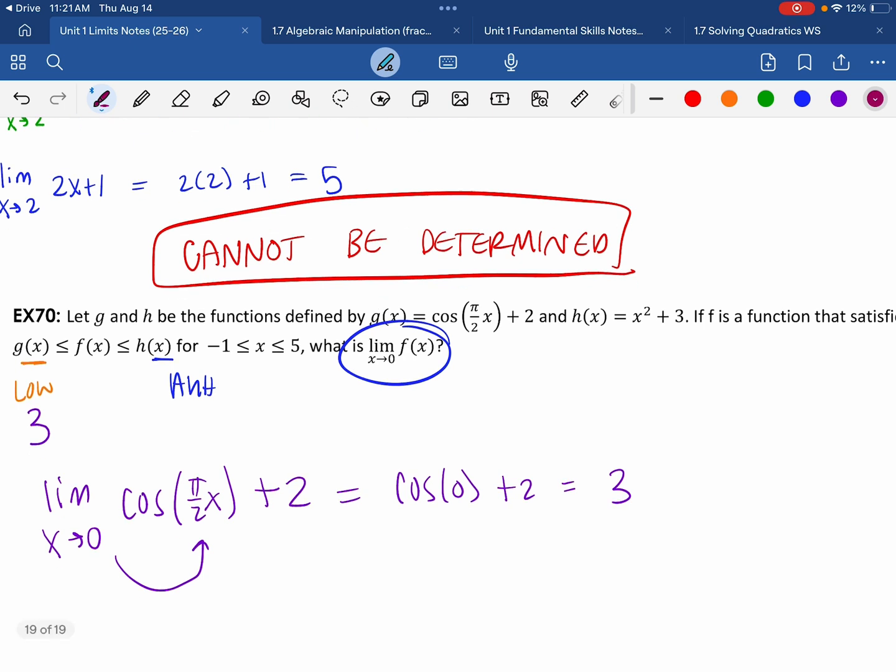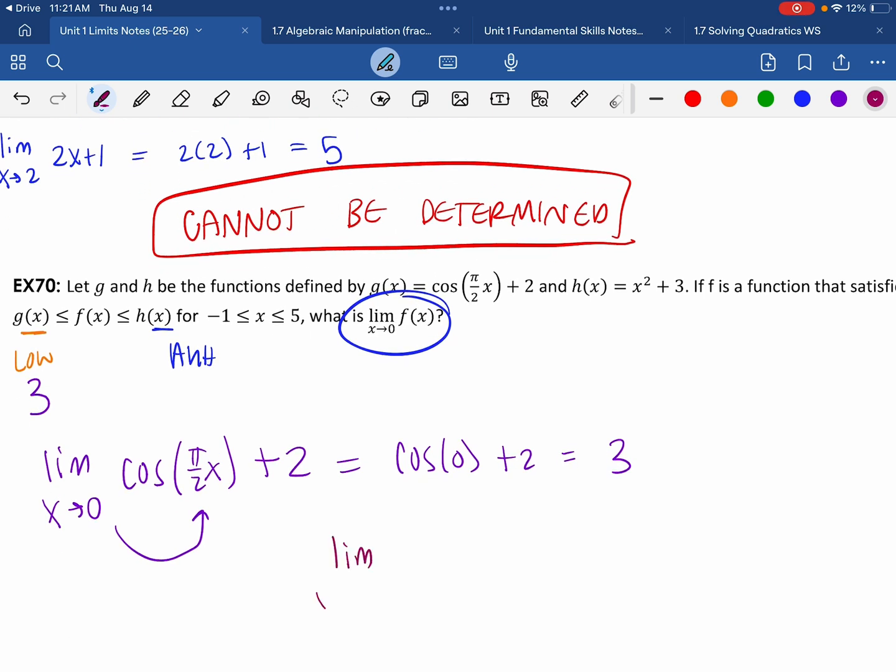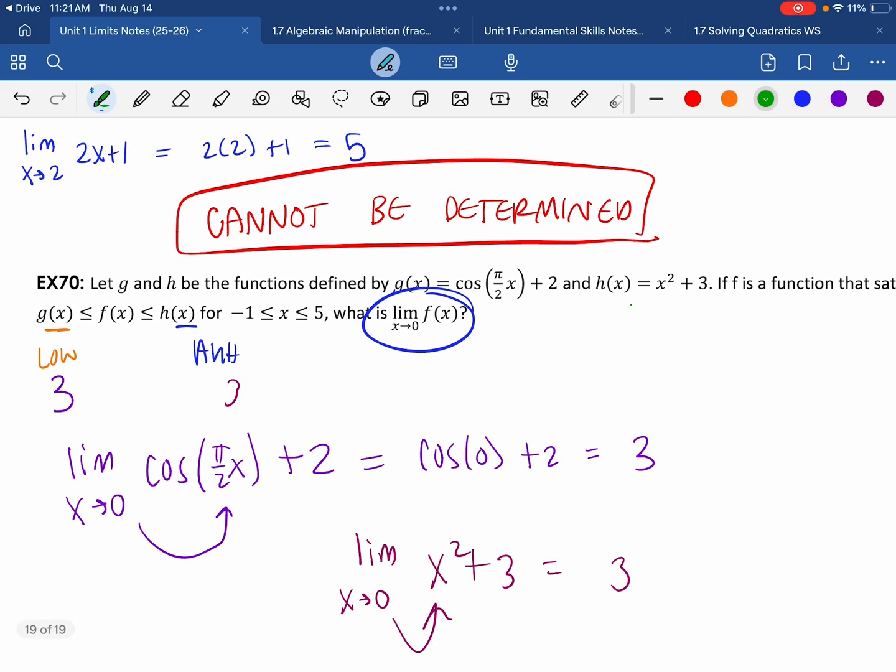And then I'm going to plug it into the upper limit. So the limit as x approaches 0, and the top function is x squared plus 3. So when I plug 0 in, I get 3. So because the low one is 3 and the high one is 3, what can I say about the limit? There is enough information. Wait, yes there is. What is it? 3. Oh, there is enough. Gotcha. Yep.